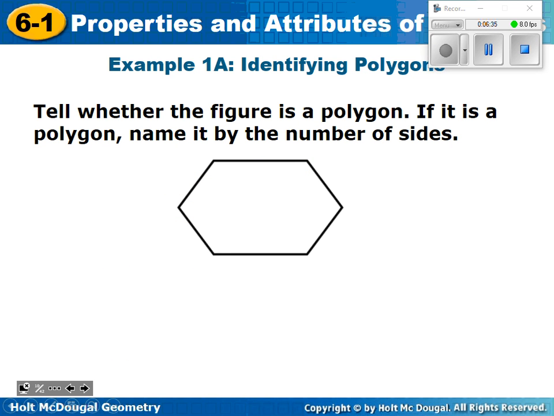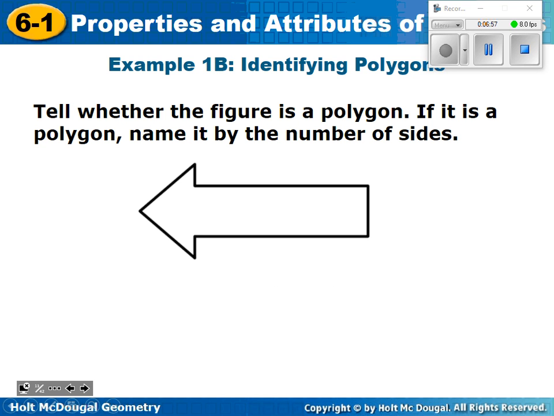Tell whether the figure is a polygon. If it is, name it by its number of sides. So is this a polygon? And what's it called? Hexagon. And again, we're going to go pretty quickly, so you may want to write. It's your choice, your notes, but yes. So we're going to go pretty fast. I put a lot of examples just for practice here.